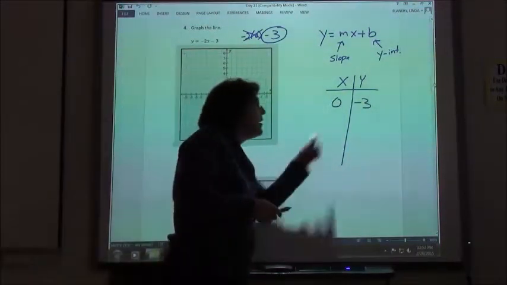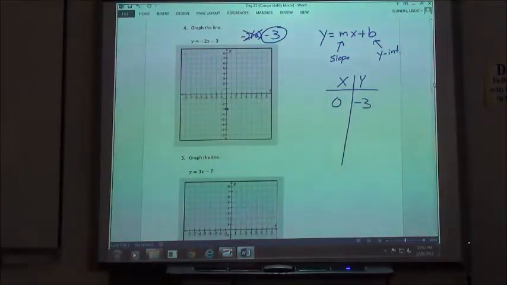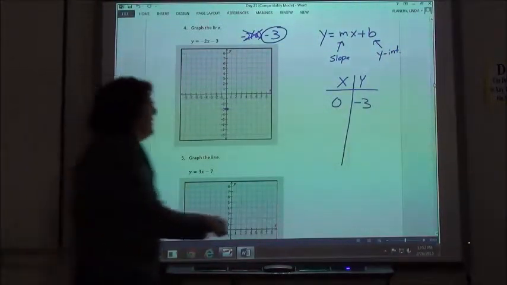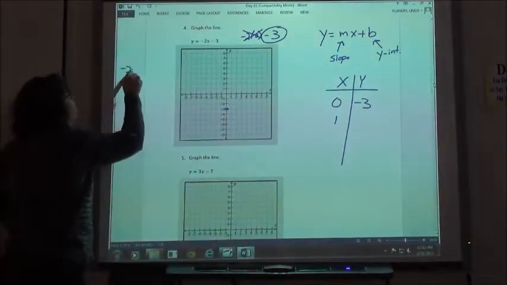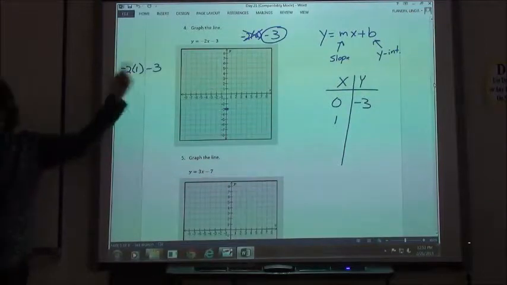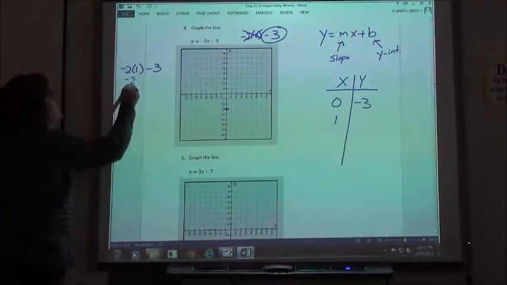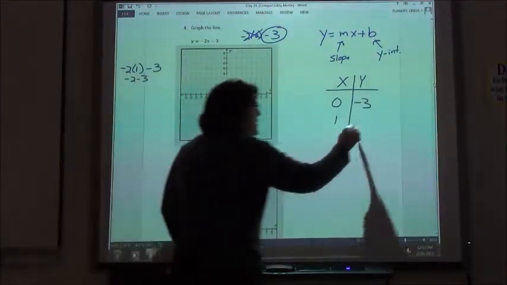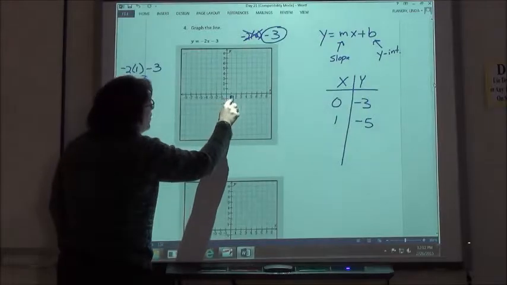Then we're just going to pick a couple other numbers so we can get some more points to draw our line. What number might we want to use? Something nice and easy. 1 sounds good. So then we're going to put our 1 in there. Negative 2 times 1 minus 3. If I solve that, I'm going to get negative 5, because I have negative 2 minus 3, which is negative 5. So if I plot that one, 1 over, down 5.